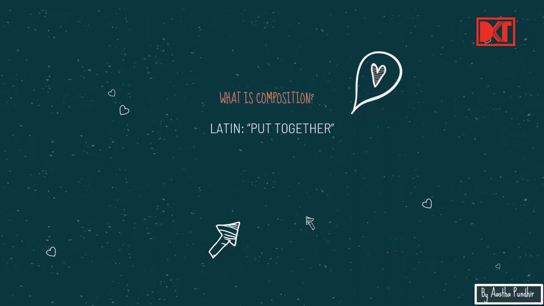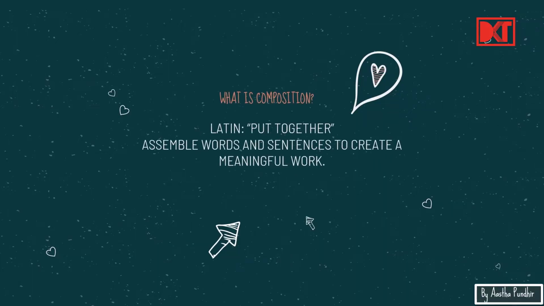Alright, let's get started. Now, composition basically comes from a Latin word which means put together. So composition is nothing but putting together, assembly of what? Assembling words and sentences to create a meaningful work. That's a composition. A very simple meaning would be putting together of words and sentences to create a certain meaningful, coherent work.